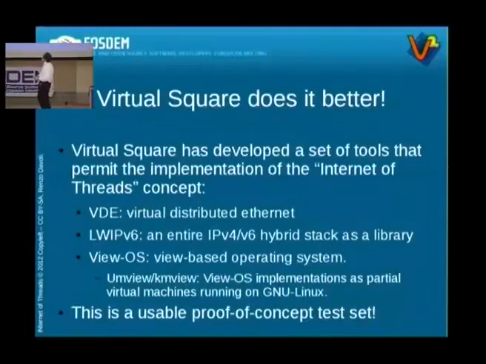We have Virtual Distributed Ethernet. Then we need the stack to embed the networking into the threads. And this is our stack. LWIPv6 is an entire stack implemented as a library. It is IPv4, IPv6. It's hybrid. It means that there is just a forwarding engine. And we have VOS, which is a partial virtual machine support. It means that you have a virtual machine that can virtualize just file system, just networking, and so on.